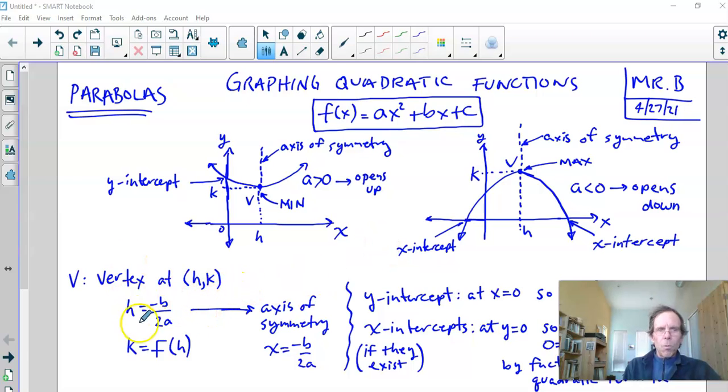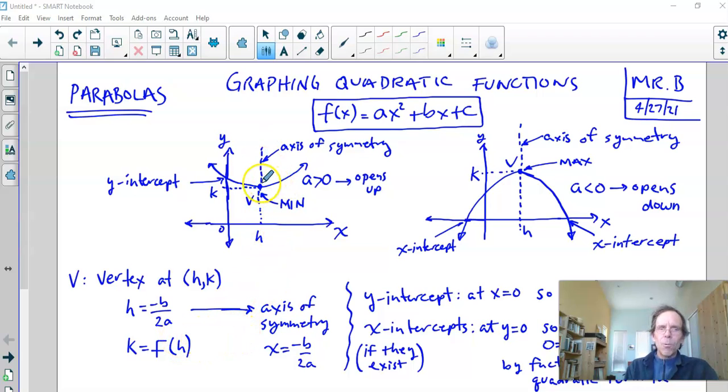Now, the way we're going to find the vertex is by using the vertex formula. There's other ways to find it, but we're going to start with the vertex formula. The vertex is located at h comma k. That's the ordered pair of the point that's the vertex. The h value is negative b over 2a. And then the axis of symmetry will be x = -b/2a, right? Because it has the same x value. The axis of symmetry goes through the vertex.